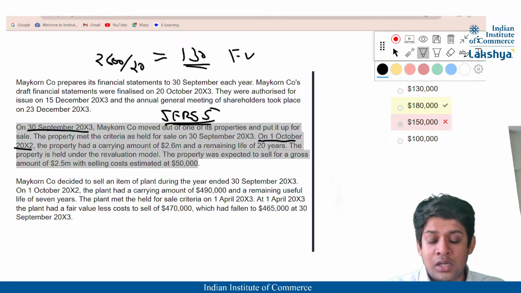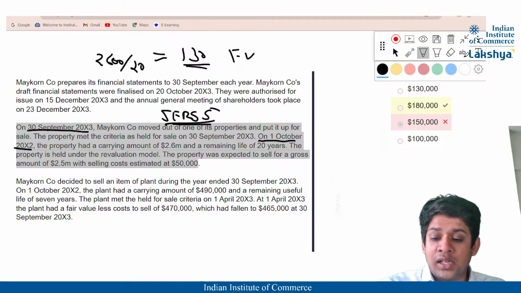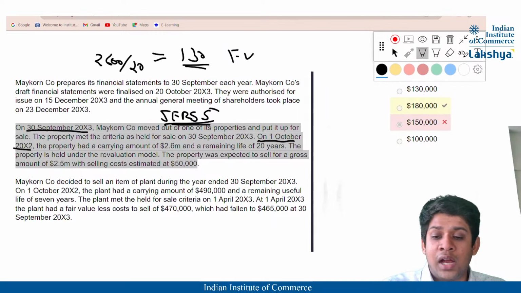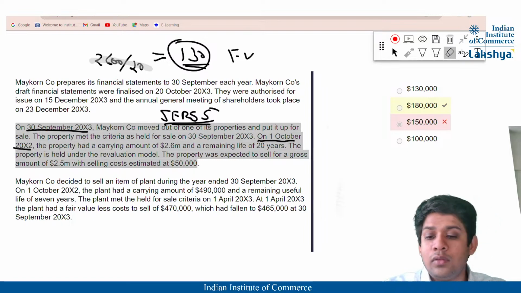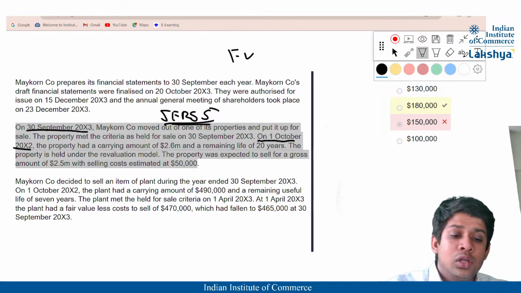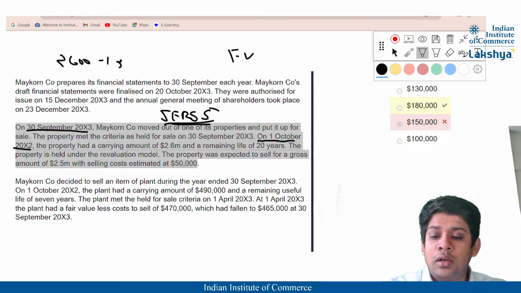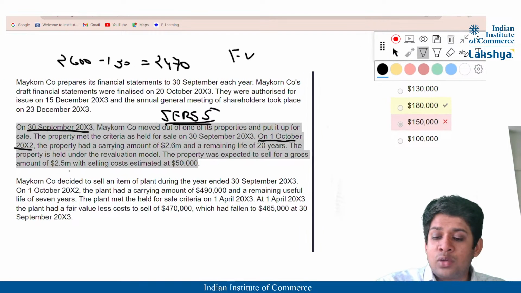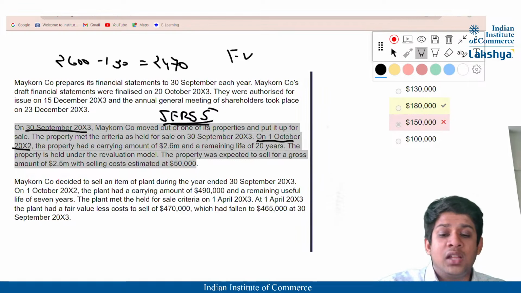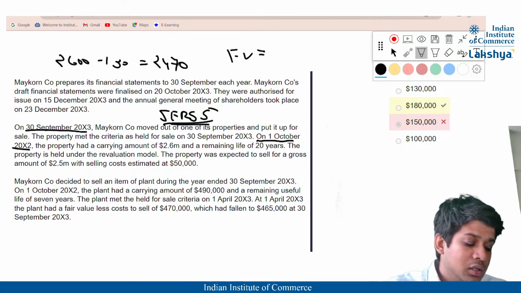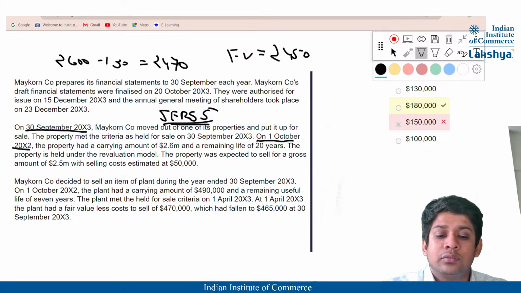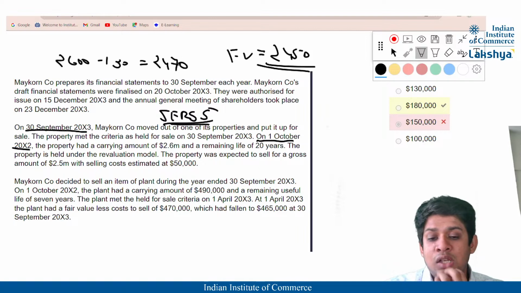So what is the fair value less cost to sell? We identified the depreciation amount. The carrying value will simply be, guys, 2,600 minus 130, that is 2,470, right? The fair value is 2,500 and the selling costs are 50,000, right? So 2,500 minus 50 will be 2,450, correct? The fair value less cost to sell is 2,450.